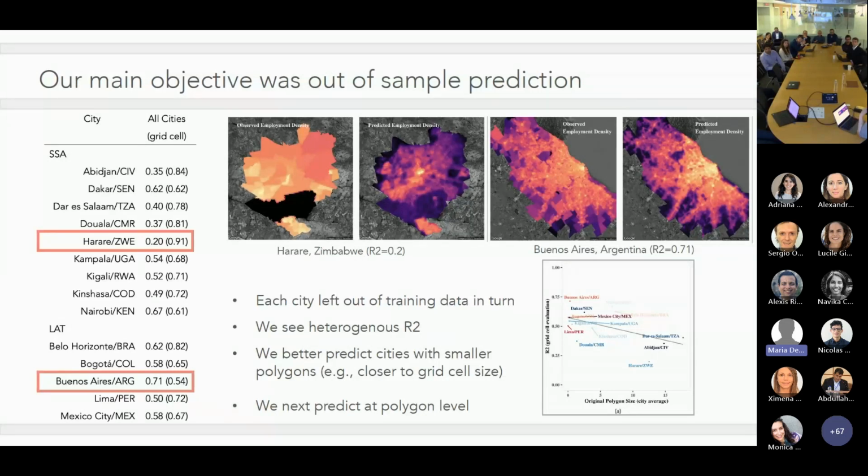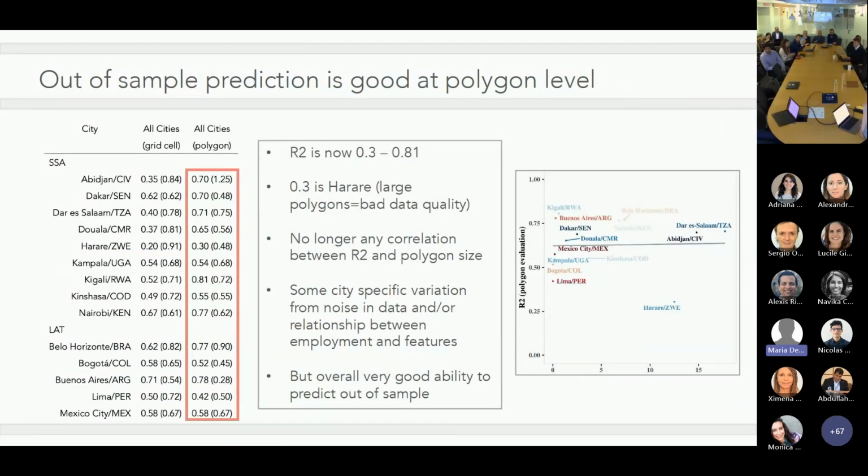So what we decided to do, and it was actually a suggestion of one of the initial reviewers of the working paper, was to redo the R-squareds, but aggregating to the original polygon level. And we find much higher R-squareds. The range is now from 0.3 to 0.81, but the 0.3 is really an outlier, because Harare had very large polygons, and we suspect that has to do with potentially bad data quality in Harare. Generally speaking, the R-squared is now between 0.5 and 0.8, which is really very high for out of sample prediction.